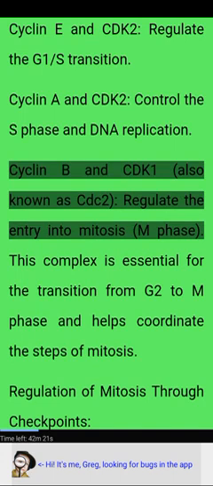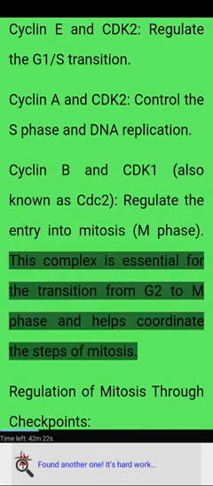Cyclin B and CDK1, also known as CDC2, regulate the entry into mitosis, M phase. This complex is essential for the transition from G2 to M phase and helps coordinate the steps of mitosis.